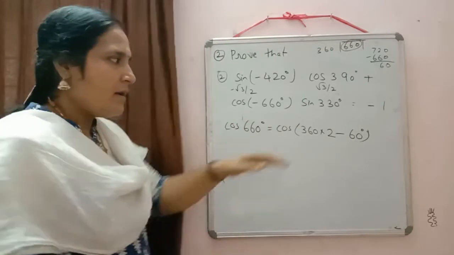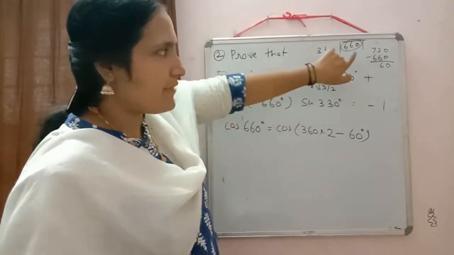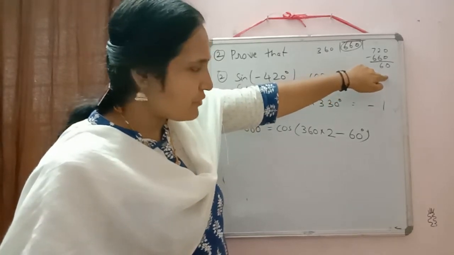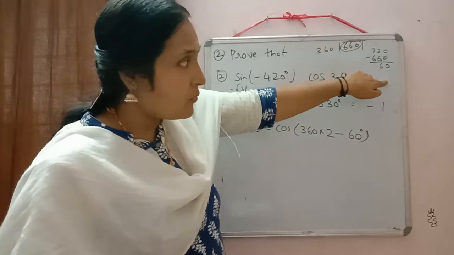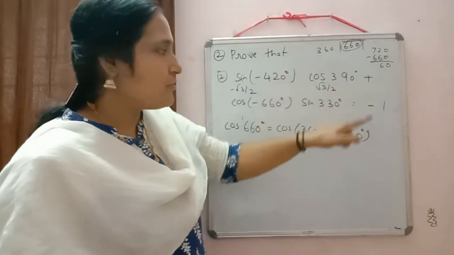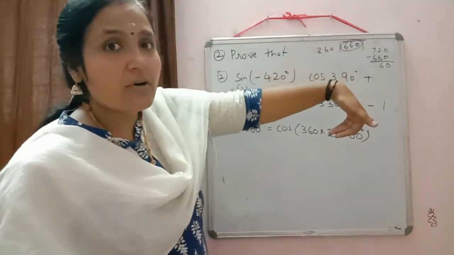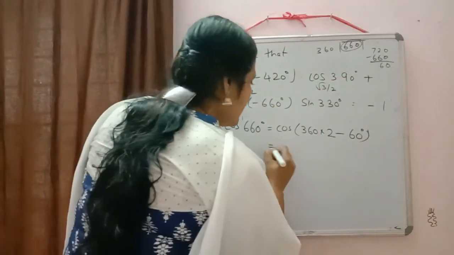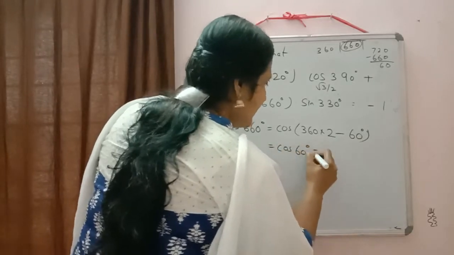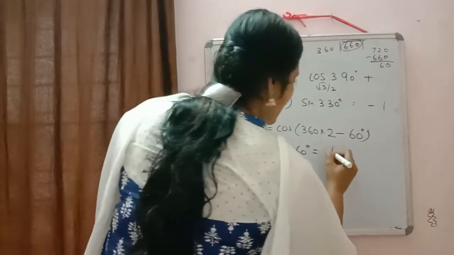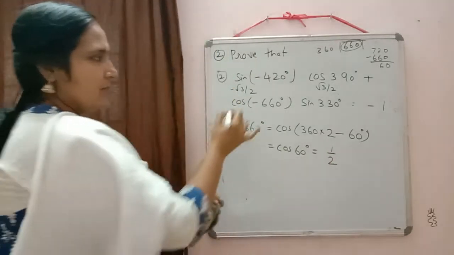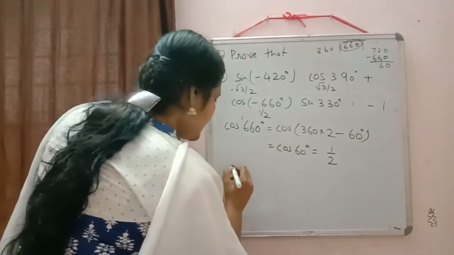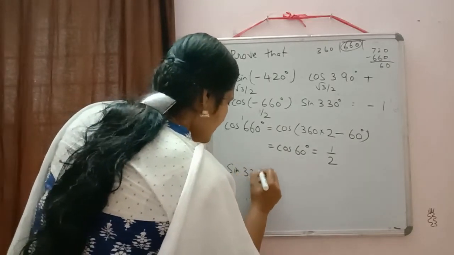Okay. Now 360 into 2 means we have taken 2 complete rounds. Here we have the starting position. After that, where are we going? Downwards. Minus sign is there, so we are reaching in fourth quadrant. And in fourth quadrant cos is positive. So it will be equal to cos 60 degree, and cos 60 degree is 1 by 2. So its value will be equal to 1 by 2.